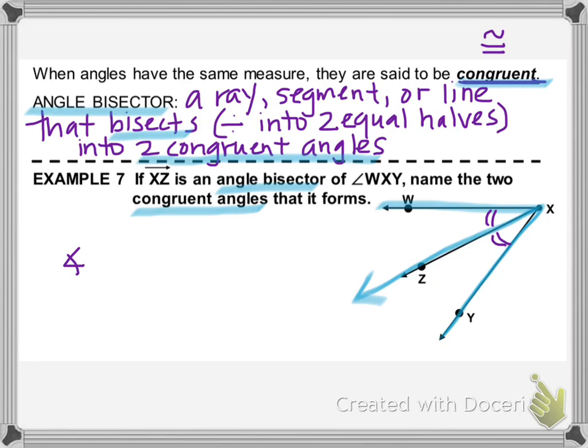So the 2 angles that are congruent are, we've got the one on the top, which we could call angle WXZ, or we could call it angle ZXW. Just make sure that X is in the middle. We'll say that that is congruent to the angle on the bottom, which is angle ZXY, or I could call it angle YXZ, just as long as X is in the middle. So you can name those 2 angles each 2 different ways.